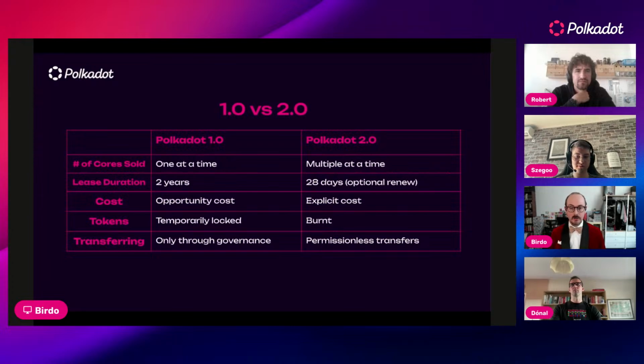Cool. So Janelle, maybe you could take us through a quick recap of some of the changes from 1.0 to 2.0. Obviously, this includes async backing, which we didn't really talk about, and elastic scaling, which we didn't really talk about. But even at a high level would be good.